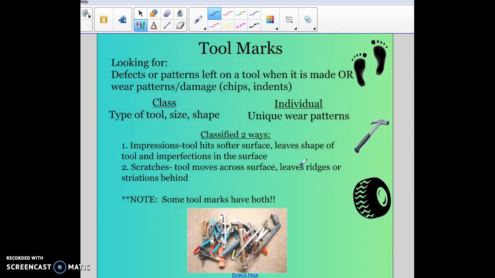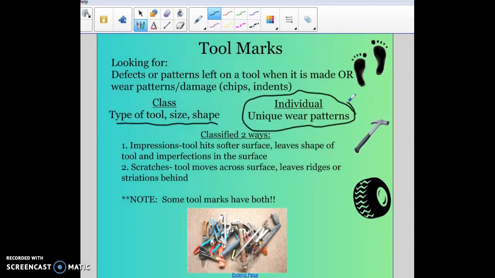So say, for example, you have a hammer that you've used for a whole bunch of years and there's a chip out of the left side of it. That would be a unique characteristic, a wear pattern that you would want to look for so that you were able to individualize it back to the impression that was made. Class characteristics for tool marks: the type of tool that it is, is it a hammer, is it a screwdriver, the size of it and the shape of it. And we already talked about this: individual characteristics are unique wear patterns within the tool.